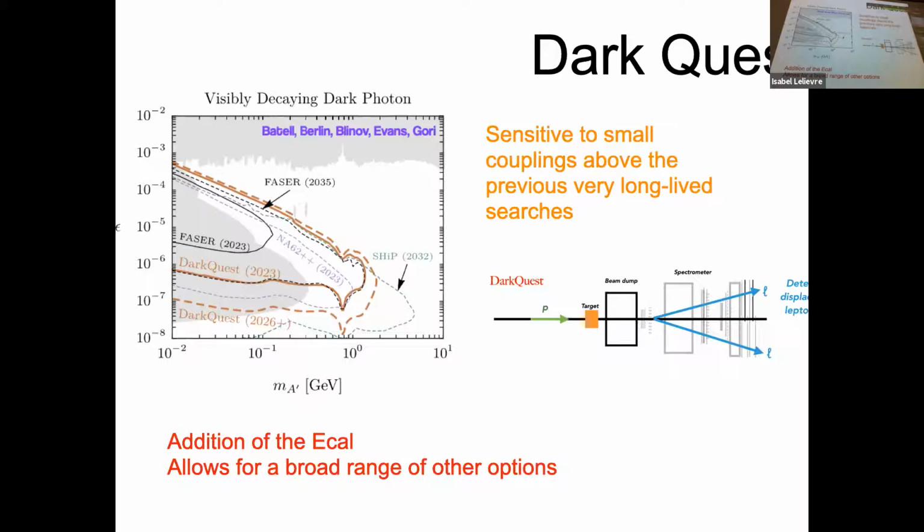So here are the bounds for DarkQuest. The bounds for NA62 are this purple line, so it's quite similar. And so here are the DarkQuest bounds. They probe a slightly different region. So it's actually smaller lifetimes. The beam is of similar intensity. There are other experiments here that you can ask about, like this FASER experiment and SHiP. Yeah, you can just ask me about them. I'll talk about FASER in a little bit.